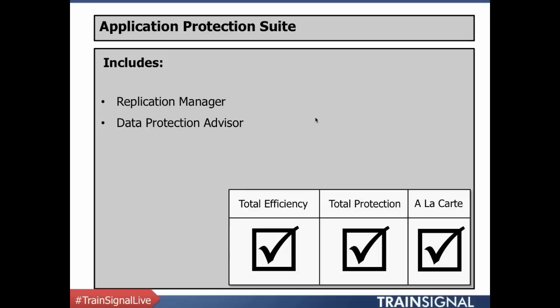And last but not least, Data Protection Advisor, DPA as it's called, is a monitoring, analysis, reporting, and alerting product. It sits outside of the array itself and integrates with your EMC products to provide those 4 core features. If you want to do trending as well, Data Protection Advisor is your product. Application Protection Suite is available in the Total Efficiency and Total Protection Suite packs, excuse me, and a la carte.